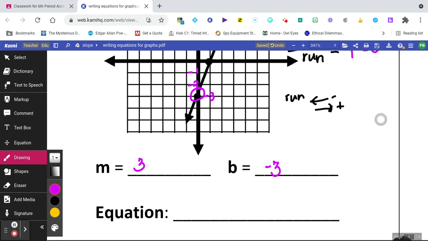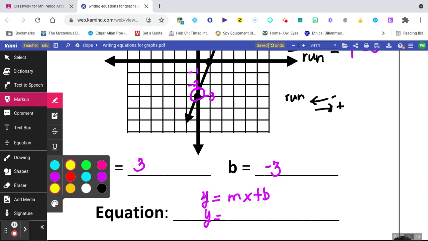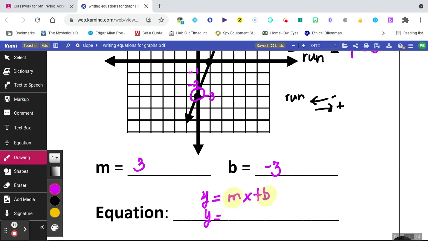So then you just write your equation in slope-intercept form. So slope-intercept form is y equals mx plus b. So we're going to end up replacing m, and we're going to replace b. And that's it. But we already have those. So we're going to write y equals 3x. And because b is -3, we put -3 and we're done. That's all you do.